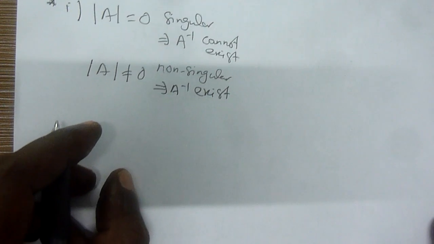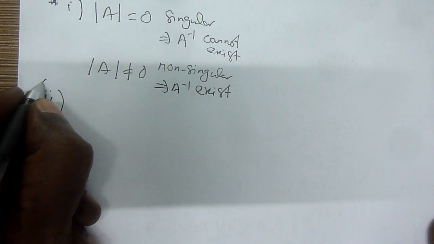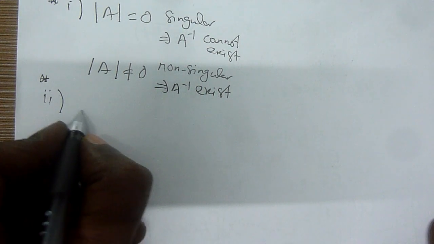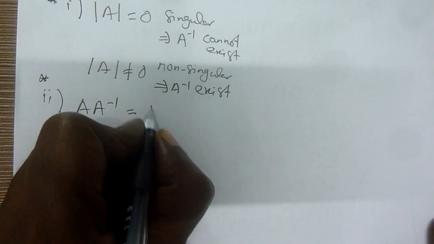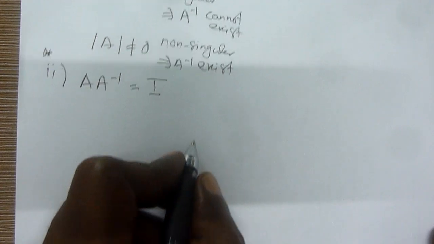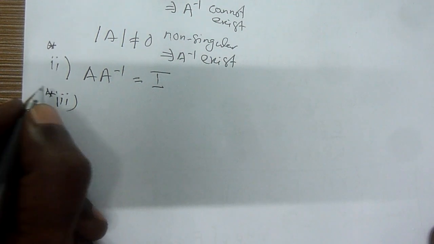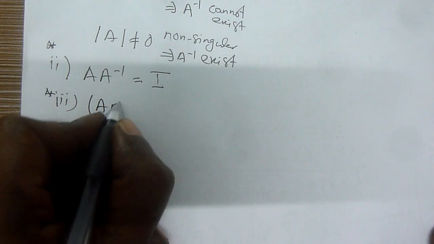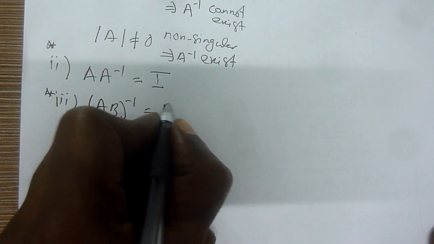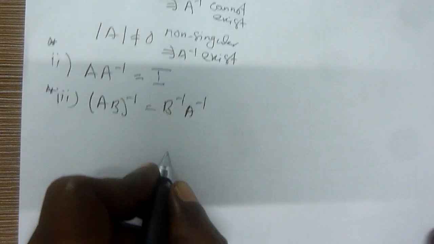Rule number 2 is also very useful, very important. A times A inverse, you get back your identity. Number 3, also very important. The inverse of AB, you get B inverse, A inverse.